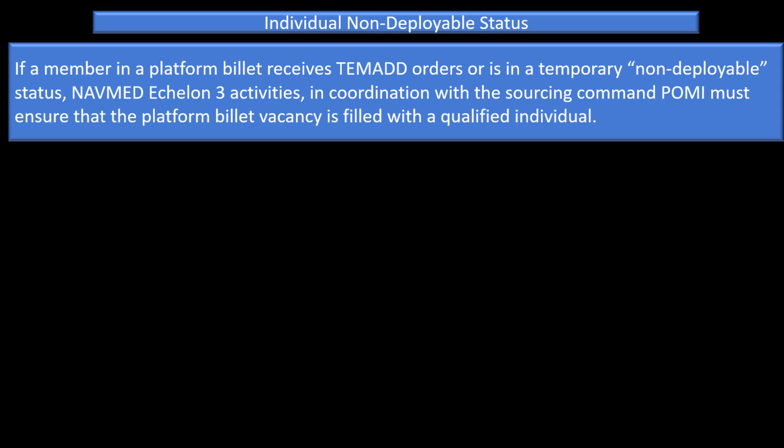Right, so people that are in a non-deployability status. So if a member that's assigned to a platform, a member who checks into a hospital and also can potentially be augmented to a platform, if they receive temporary additional duty orders, or if they're in a temporary non-deployable status, the Echelon 3 activity in coordinating with the source and command POMI must ensure that that platform billet vacancy can be filled, okay? So if you're going to be non-deployable, and we'll talk about some TAD, some temporary additional duty stuff later on, but if that's going to be vacant for a minute, the POMI and the region, the Echelon 3, are responsible to make sure that that vacancy is filled with a qualified individual.